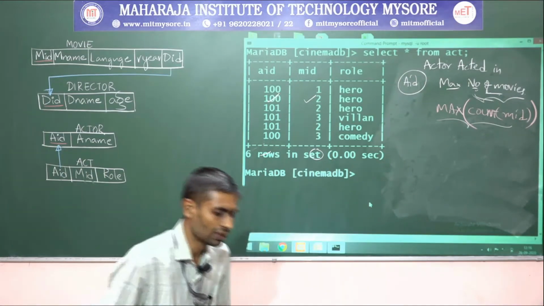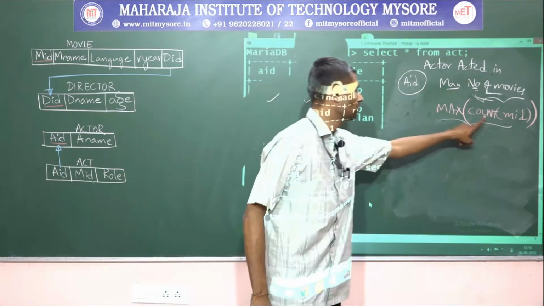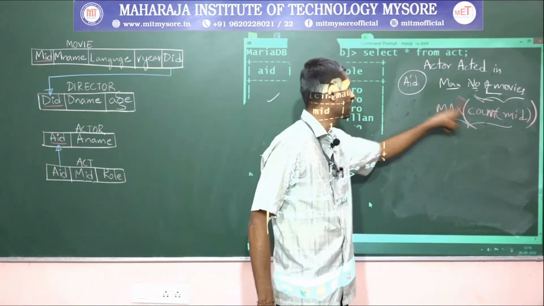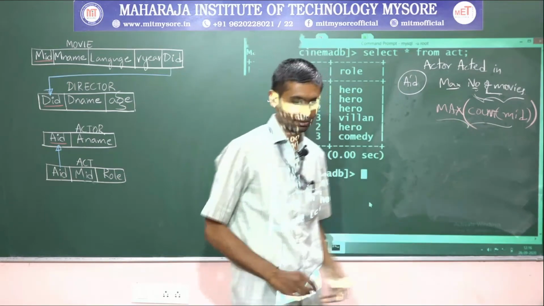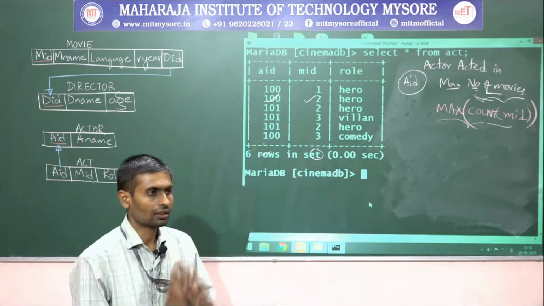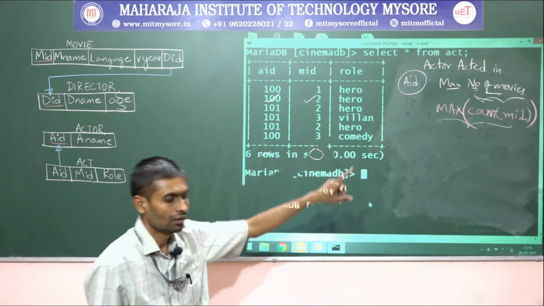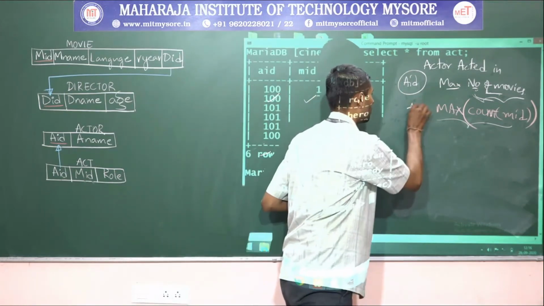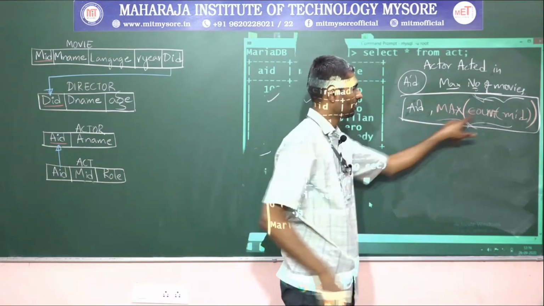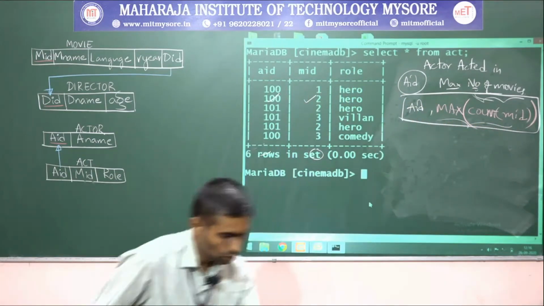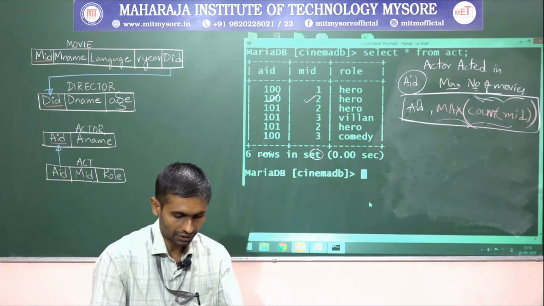So to solve this query, first we have to count the number of movies acted by each actor, then find the maximum in the count. That's it. This is the logic we have to write: retrieve AID and max of count of MID. Let me go with writing a query, guys.